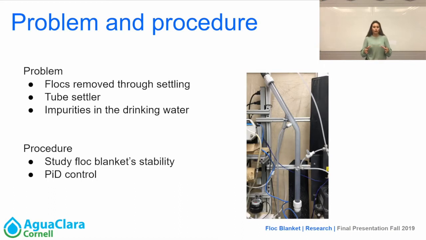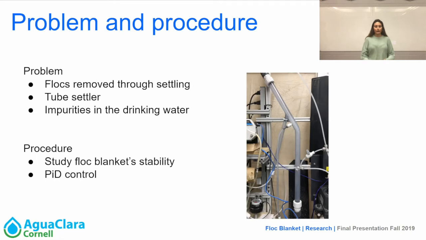The flocs are clumps of particles that are created in the flocculator, and sedimentation occurs when these particles are removed through settling, which is the process by which the particles settle to the bottom of a liquid. And during this, a floc blanket, which is a layer of suspended particles, is created, and it captures particles that are too small to settle.